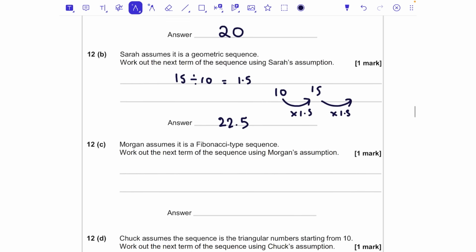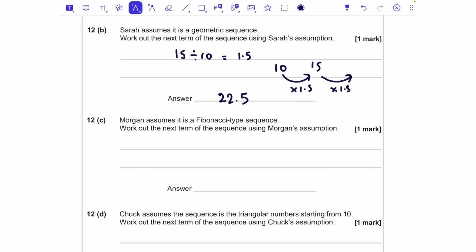For part C, Morgan assumes it's a Fibonacci type sequence. Work out the next term of the sequence using Morgan's assumption. So Fibonacci is when you add the two terms to get the next one. So 10 add 15 would give us 25. And then if we were going to carry on again, we'd do 15 add 25 and we'd get 40. But we only have to do the next one. So 25 would be our answer there.